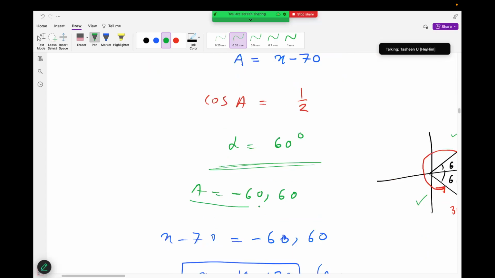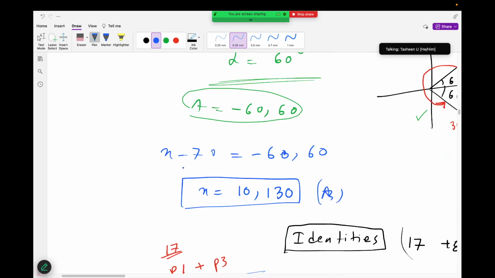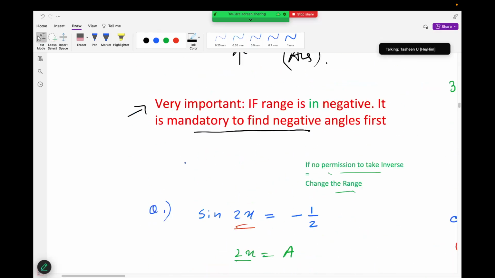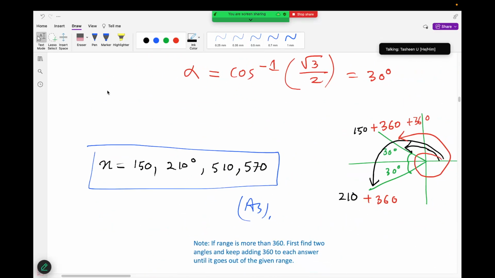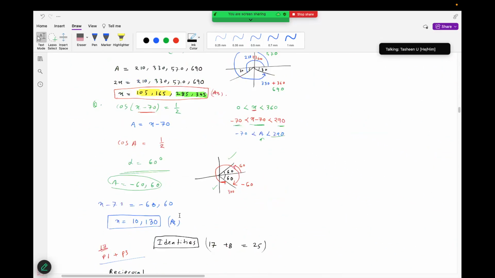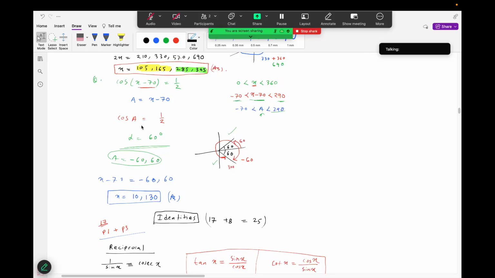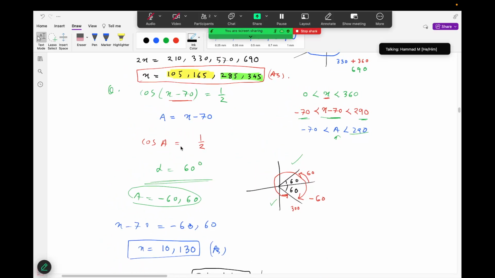These are the values for a. Now substitute it back with x minus 70 and add 70 to get x equals 10 and 130. So this is how you solve equations of trigonometry. So confirm that you have understood everything. Yes, I did.